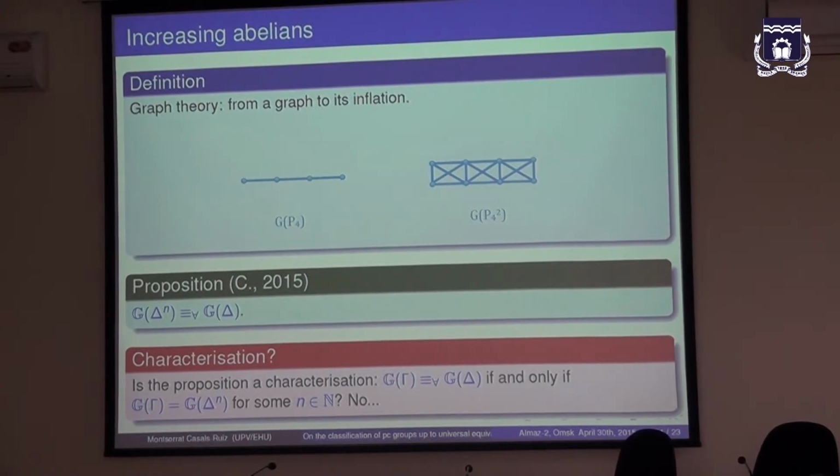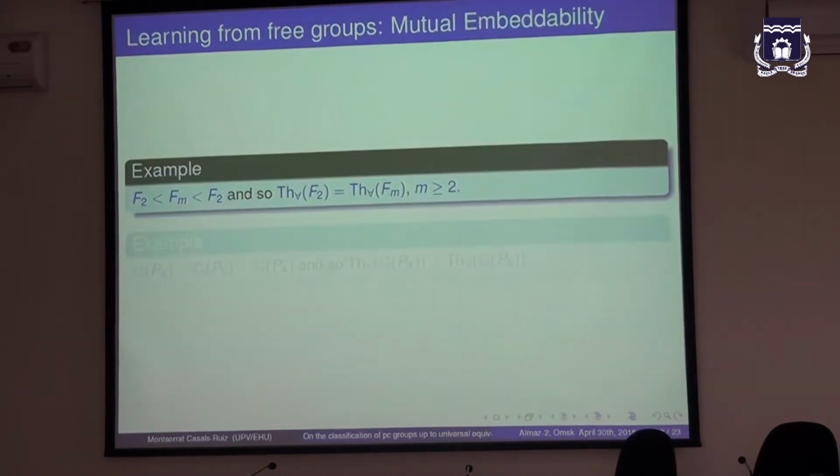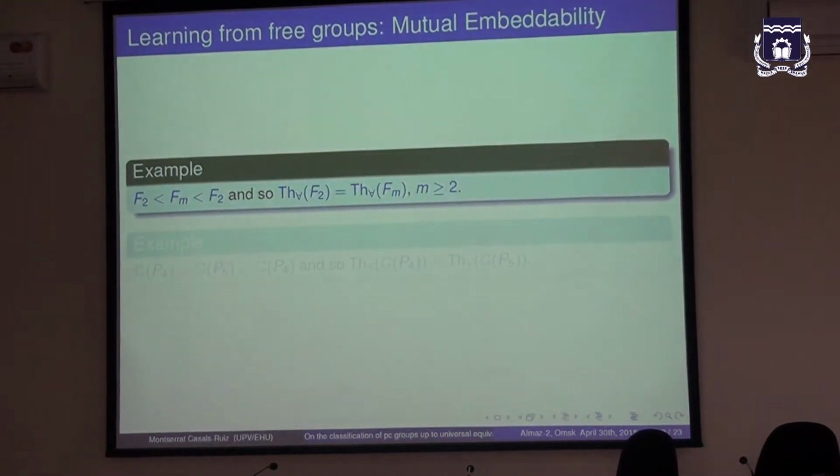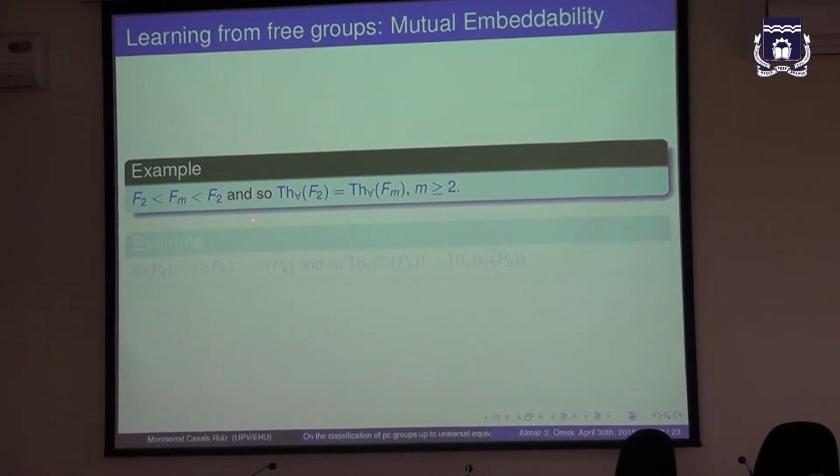Okay. So let's go now to the other side of the spectrum. Let's see what's happening in free groups. We know free groups are universally equivalent, but the reason is not about the variance. It's because they embed into each other. Now, when you have an embedding, every universal sentence in the big group is obviously true in the subgroup. So you have an inclusion of theories. And if you have double embedding, then you learn that the universal theories are the same.